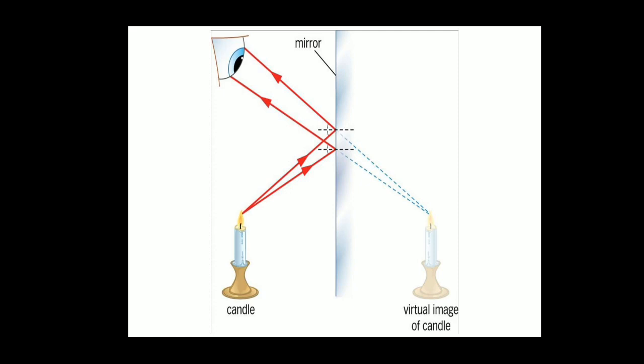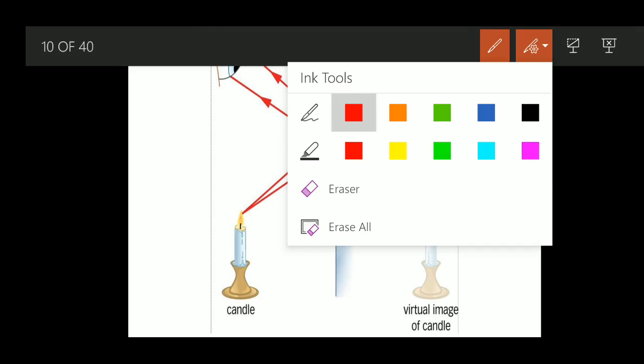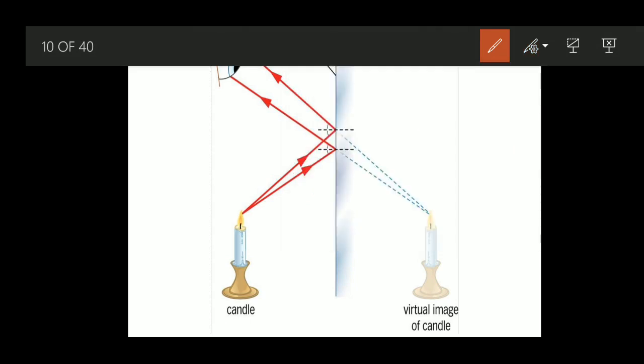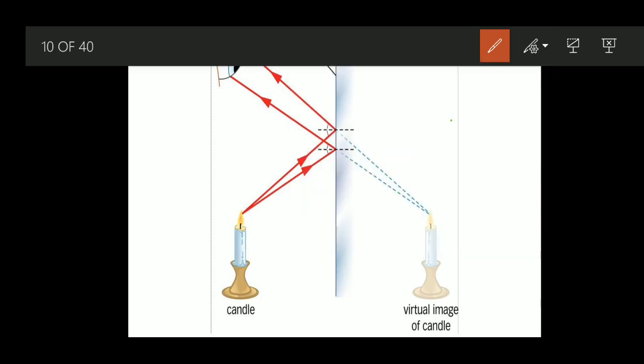See the same diagram, this is the object. These two reflected rays are diverged. So to get the image, produce them. Now if you observe this line, it's a single straight line. And if you observe this, it will also be a straight line only. It should not bend at any cost. So what is happening here?